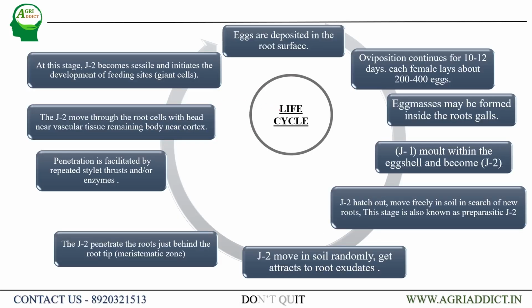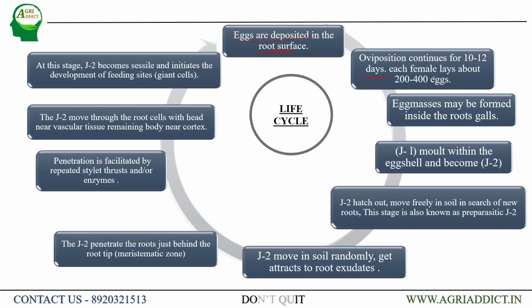Next is coming to the life cycle of the nematode. Whenever we talk about the life cycle, that starts from the eggs. That is, eggs are deposited on the root surface. Here the females will secrete a gelatinous substance on the root surface in which eggs will be deposited, and the oviposition will continue about 10 to 12 days, and each female will lay around 200 to 400 eggs held together in an egg mass. That is, the group of eggs is nothing but an egg mass or egg sac.